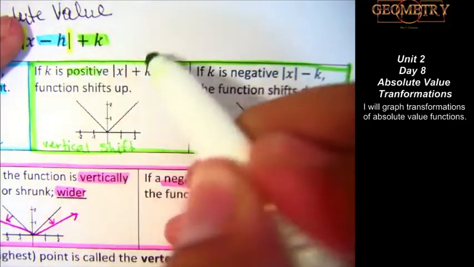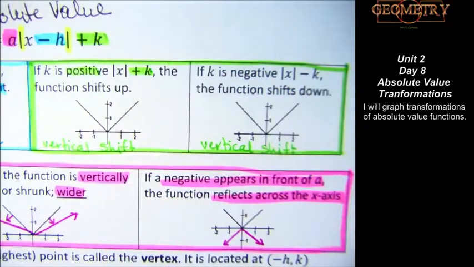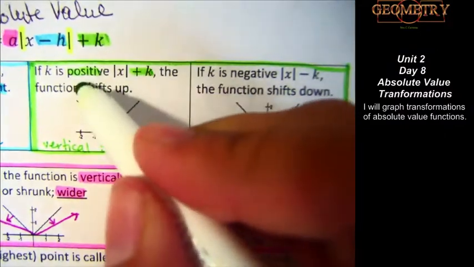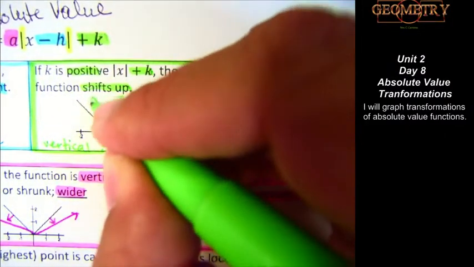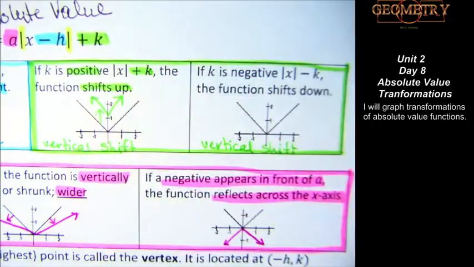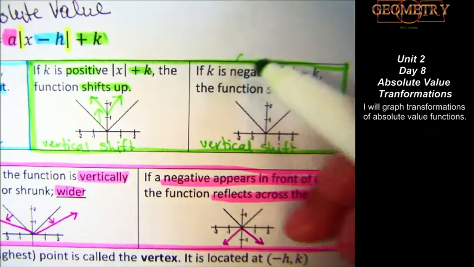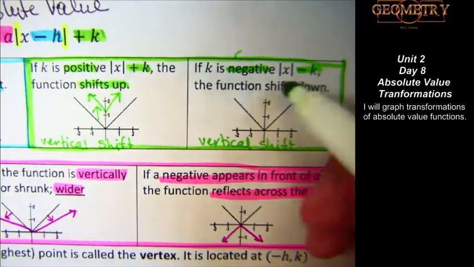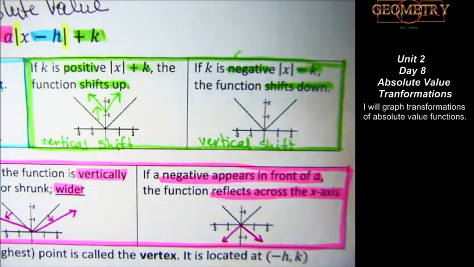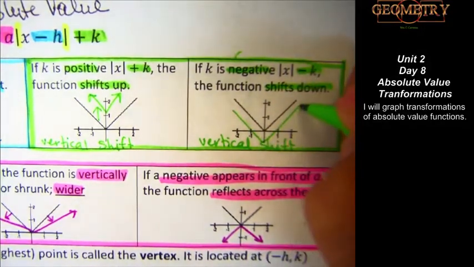If it's positive, which means we see absolute value of stuff plus k, we're shifting up, and our graph ends up looking something like this. If it's negative, so we have absolute value of stuff minus a number, it's shifting down, and our function will look something like that.